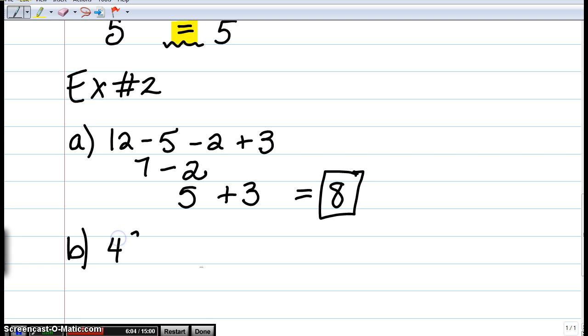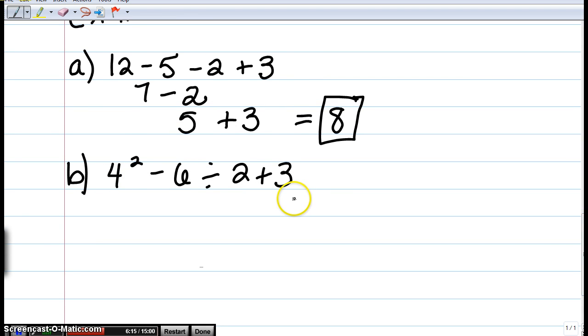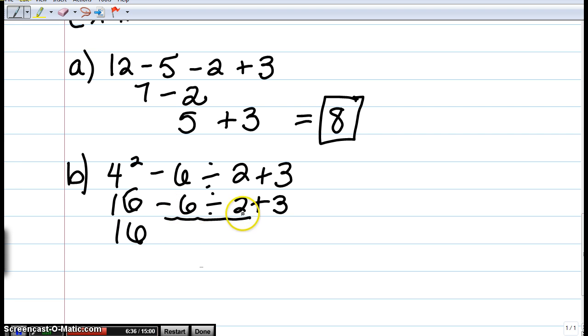What if I gave you 4 squared minus 6 divided by 2 plus 3? On this one, you don't have any parentheses, but you do have an exponent. So you're going to do 4 squared is 16 minus 6 divided by 2 plus 3 is left over. Now, you have parentheses, exponents, multiplication, division. So we have division right here. So we're going to have 16, and negative 6 divided by 2 is negative 3. And now we can do the left to right rule because you only have subtraction and addition left. So you would do 16 minus 3 is 13 plus 3 equals 16.